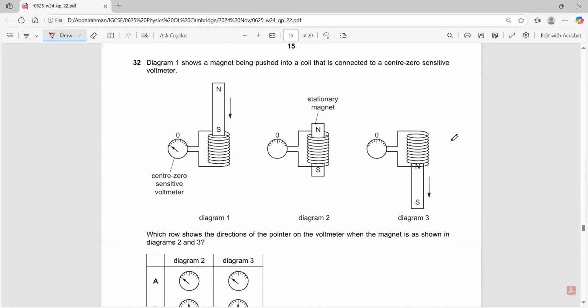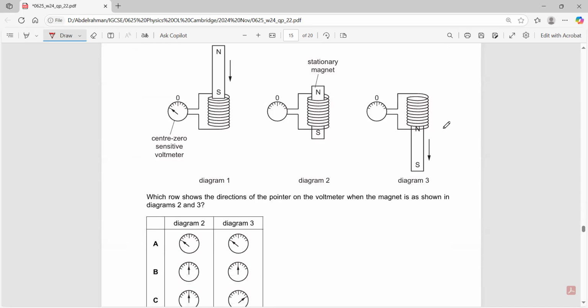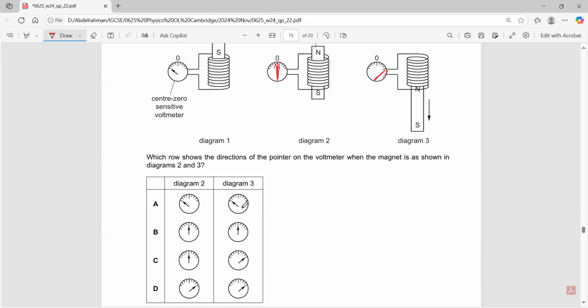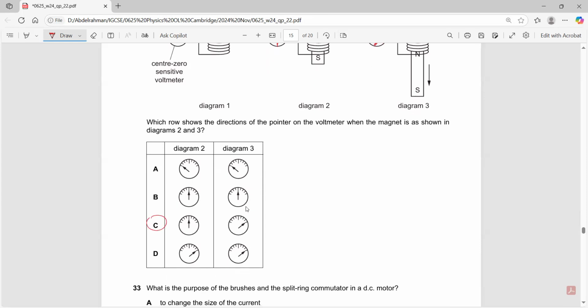Diagram 1 shows a magnet being pushed into a coil that is connected to a centre zero sensitive voltmeter. Which row shows the directions of the pointer of the voltmeter as the magnet moves? In diagram 1, it was moving in this direction, and the centre zero sensitive voltmeter was all the way to the left. As it's stationary, it's not moving, so it should read 0. And then as it's moving in the opposite direction, it should read in the opposite direction. So diagram 2 would be 0, diagram 3 would be all the way to the left.